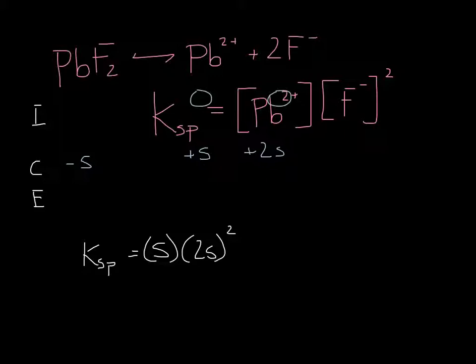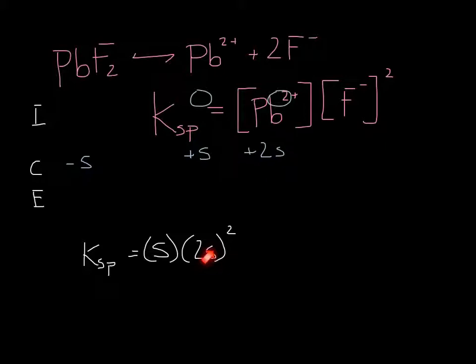The nice thing about these S values right here is they are guaranteed to be identical. If this dissolves by 4, we're going to make 4 of those, and we're going to make 2 times 4 of those right there. So if this number is 8, that number is 8. If this one is 1,000, that one is 1,000. The S values are always identical because they come from the exact same thing.